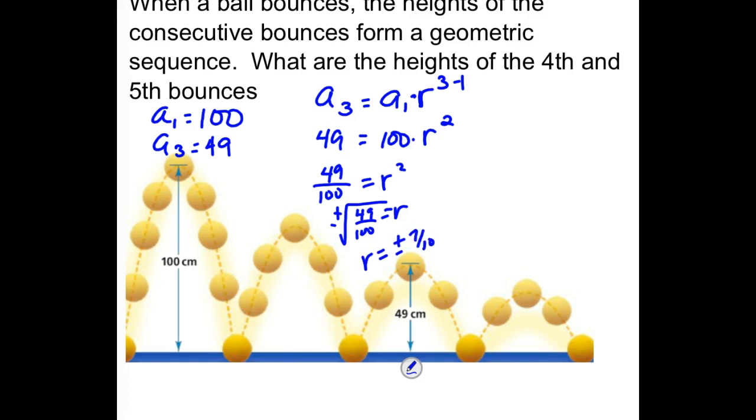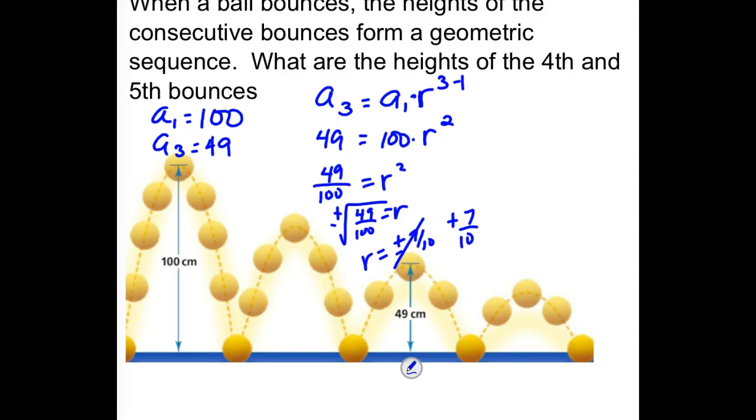What would happen if I multiplied by a negative r? My bounces would actually go into the ground, right? It would have a negative height. Can that happen? No. So because of the context of this one, we can figure out that we really just want the positive version of 7/10. Does that make sense?